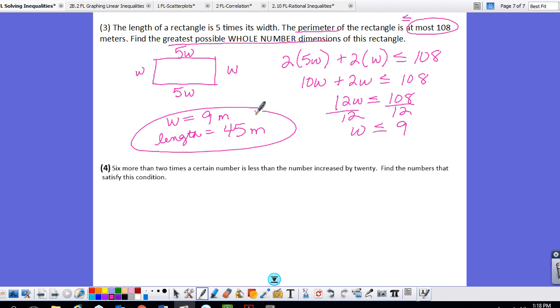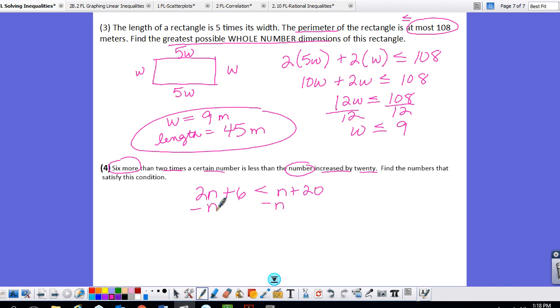Six more than 2 times a number. So 6 more means we're adding something. 2 times a number means 2n. 2n plus 6 is less than the same number increased by 20. So n plus 20. So we need to find the numbers that satisfy this.